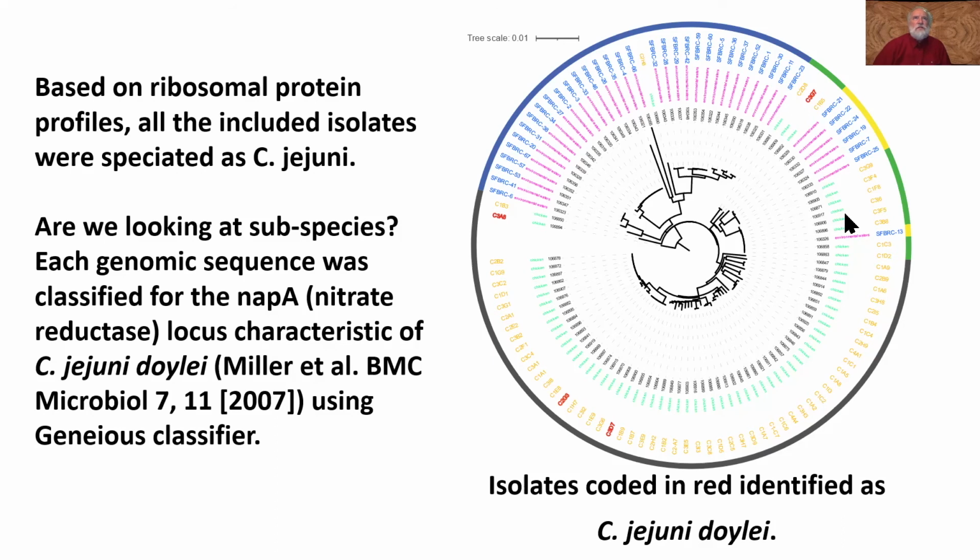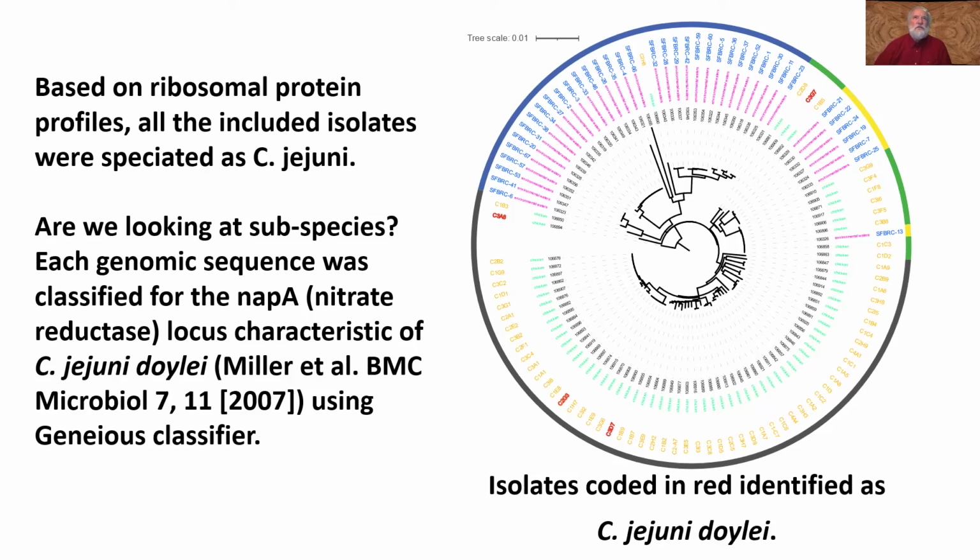So when I looked at that table of the FST values, with so many of the loci differentiating the different populations, I had to wonder if we were dealing with different species or subspecies. I will say that all of the isolates were speciated as C. jejuni based on the ribosomal protein profiles. So are we looking at subspecies?